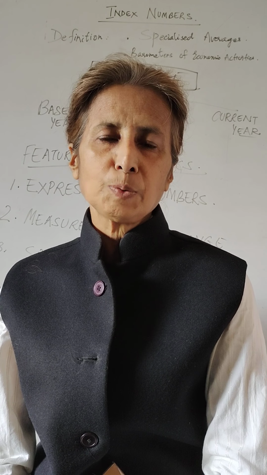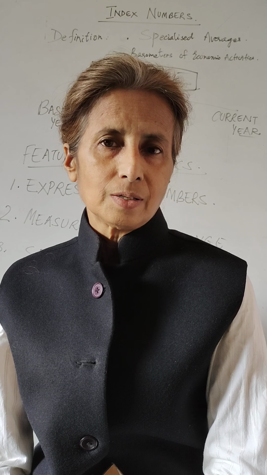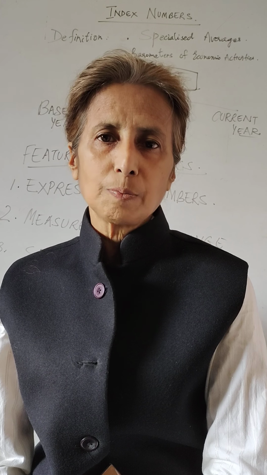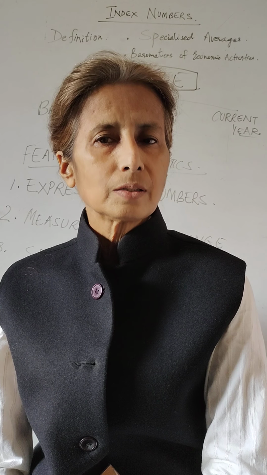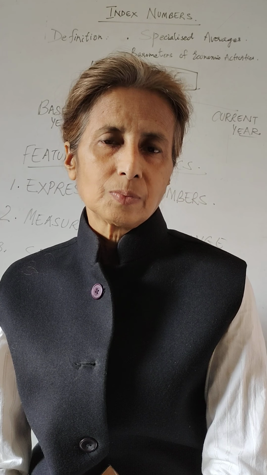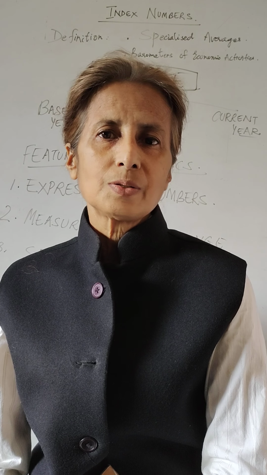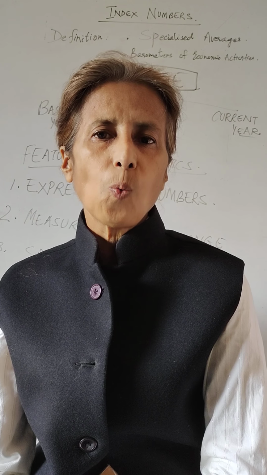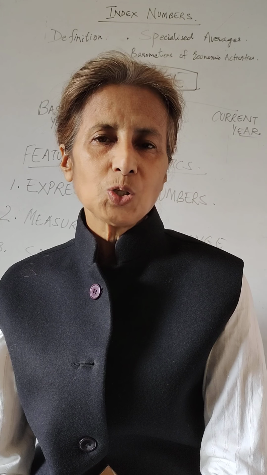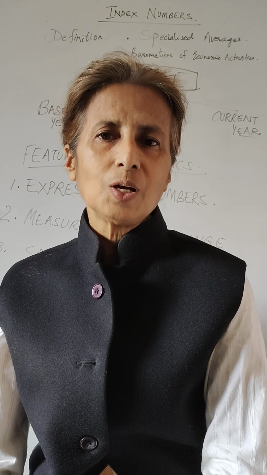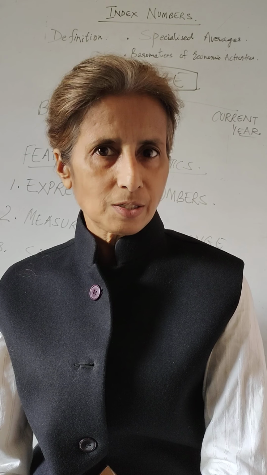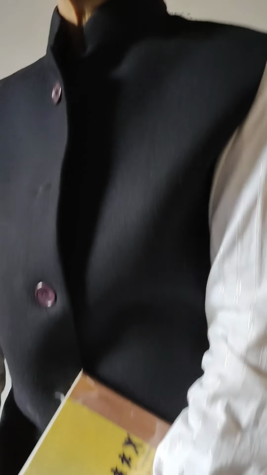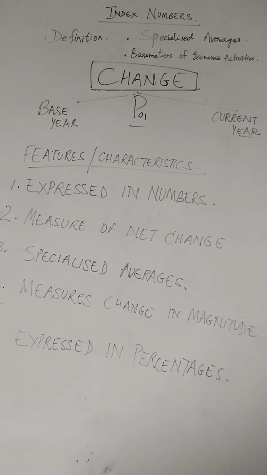So what are these? They are specialized averages, and they measure change based on two periods of time. One is the base year and the other is the current year. So index number is written symbolically as P01. How do we measure change? We measure change in terms of prices of the current year over the base year.